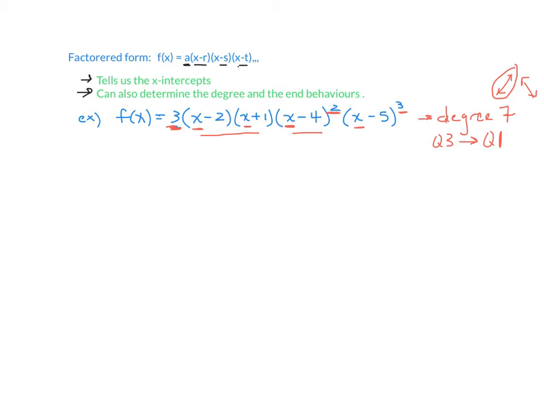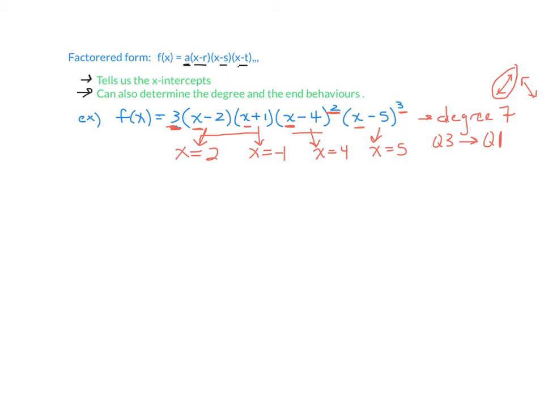Now, the factored form also tells us our x-intercepts. So from this very first one, x minus 2 would equal 0, which means x equals positive 2. X plus 1 equals 0, which means x equals negative 1. X minus 4 equals 0, which means x equals 4. And x minus 5 equals 0, so x equals 5.